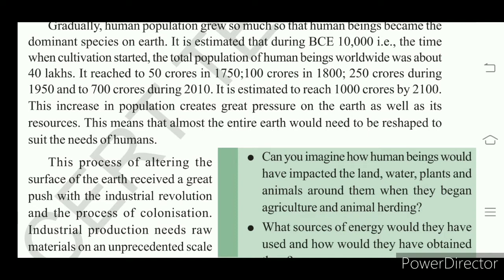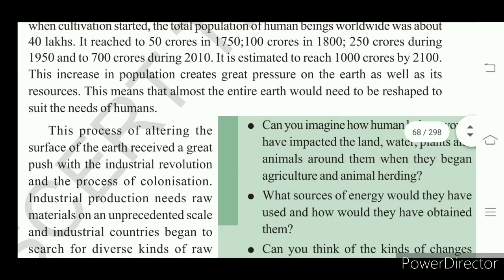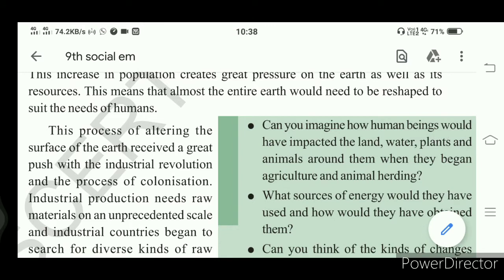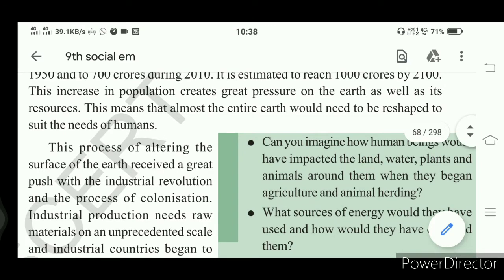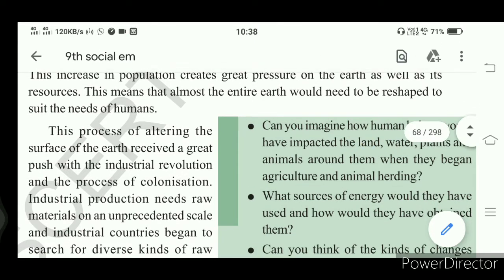Especially we see when industrialization started and the process of colonization started, that gave a great push and pressure to our environment. The industrial revolution created some lakhs of industries across the world, which made the world suffer with many kinds of pollution.